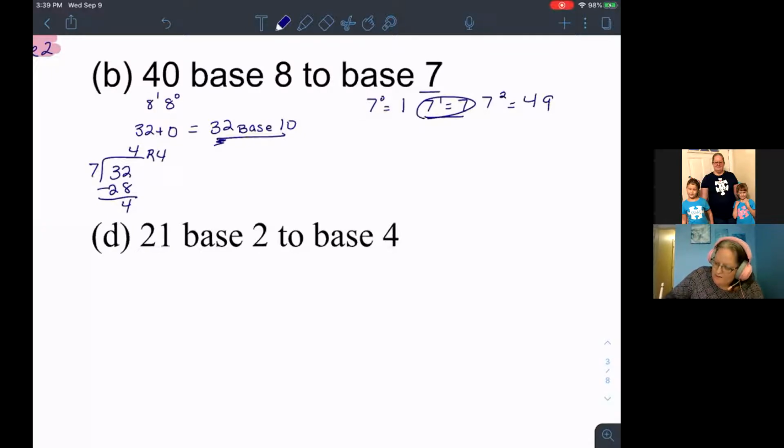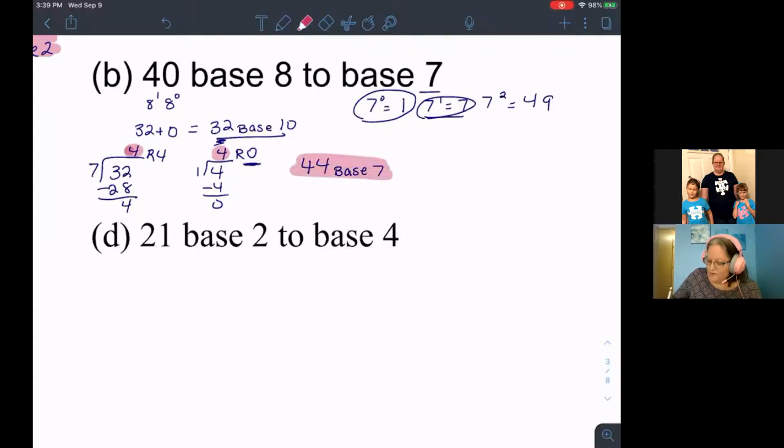Now we have to divide by 1. So we divide our remainder by 1. 4 divided by 1 is 4, and that gives us a remainder of 0, which is what we're looking for. So our 40 base 8 to base 7, our answer would be 44 base 7. Again, the 4 and the 4 give us 44 base 7.